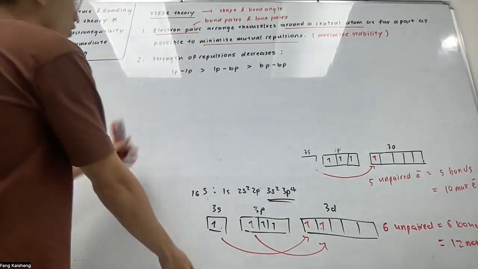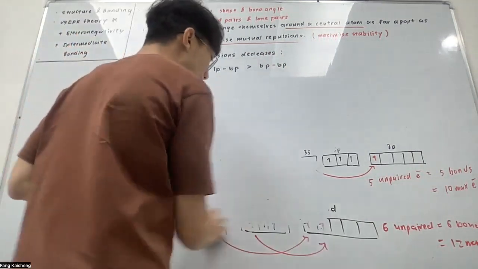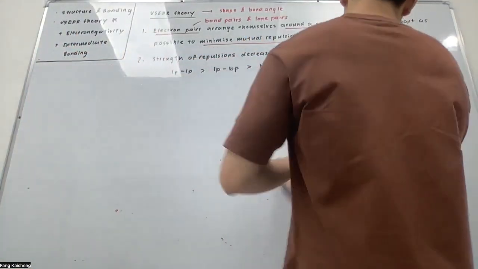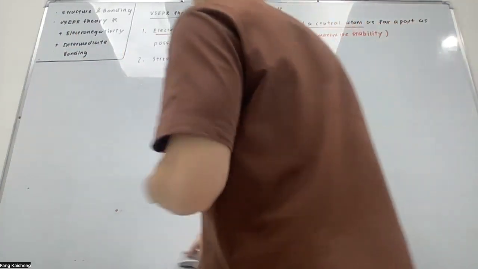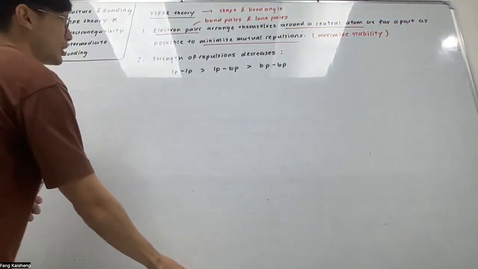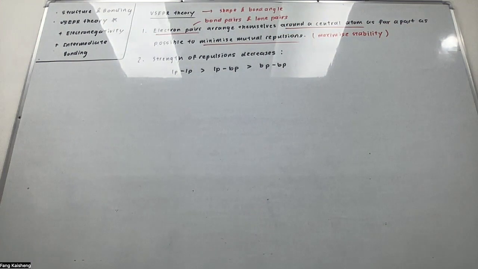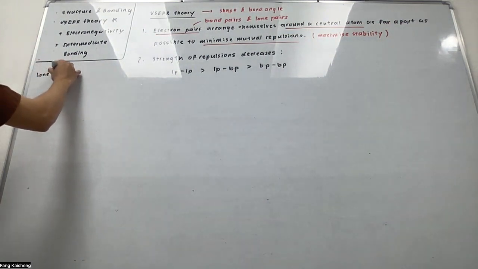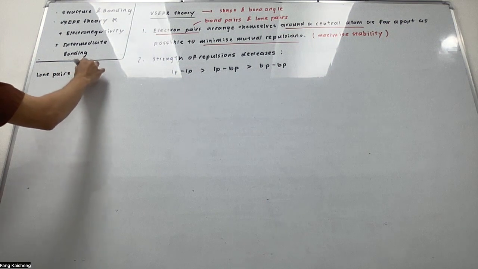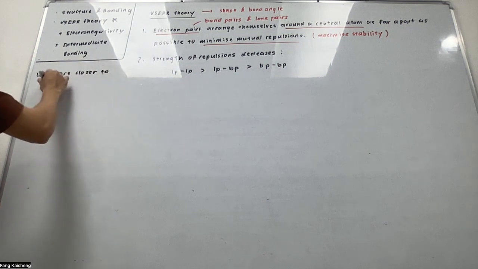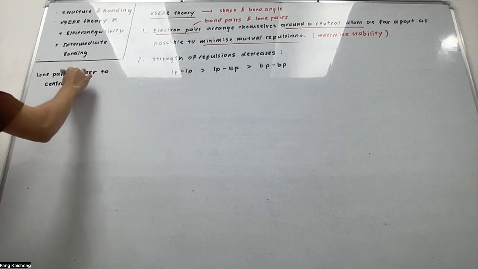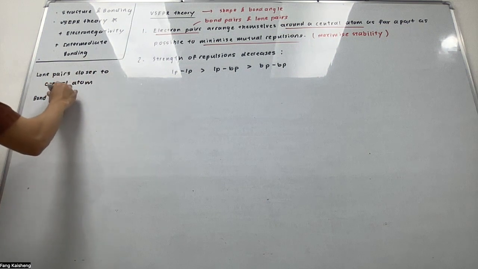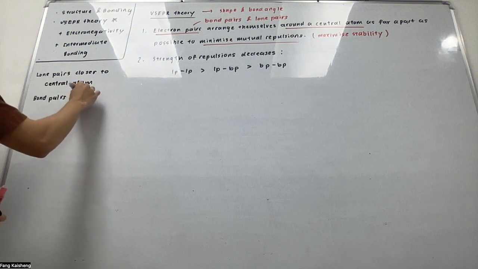Okay, you can write this acronym as well. But now what I'm going to explain is why. You don't really need to know why a lone pair repels more than a bond pair, but I think it's good to know instead of just accepting things as they are. So the main idea is that lone pairs are very close to the atom. They are closer to the central atom. But on the other hand, bond pairs are relatively further from the central atom.